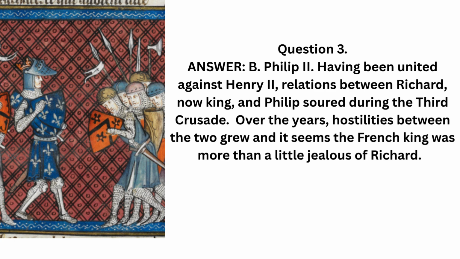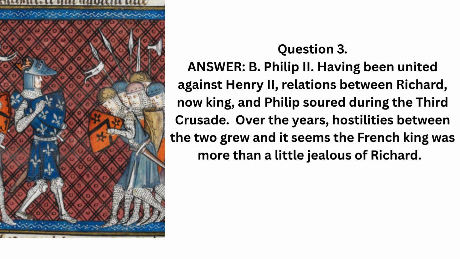The answer for question 3 is B. Philip II. Having been united against Henry II, relations between Richard, now King of England, and Philip soon soured during the Third Crusade. After the successful capture of the city of Acre, Philip abandoned the crusade, much to Richard's dismay, feigning illness in order to return home.